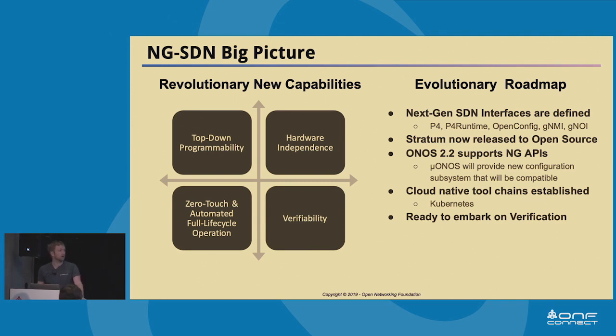First of all, we have the interfaces already defined. P4, P4 runtime, OpenConfig, gNMI, gNOI. They're all on GitHub. You can download them, look at them, read the specs today. Stratum is going to be released this week as part of the event into open source. ONOS 2.2 was released a few weeks ago, and it supports next generation APIs. So it supports P4 runtime, gNMI, and gNOI.